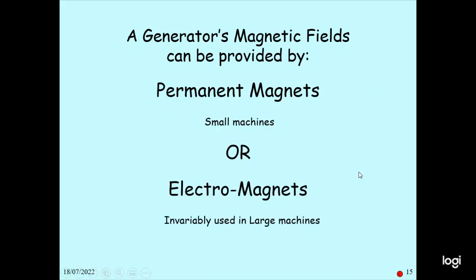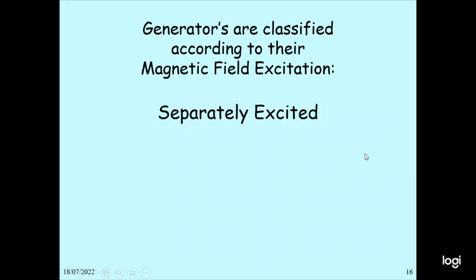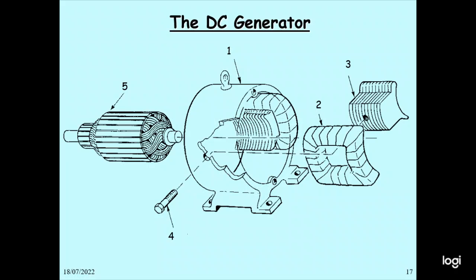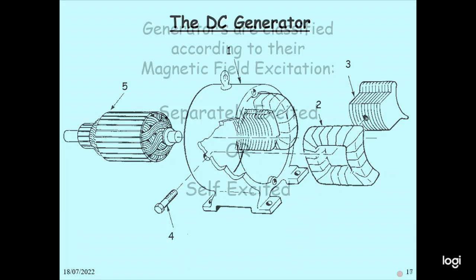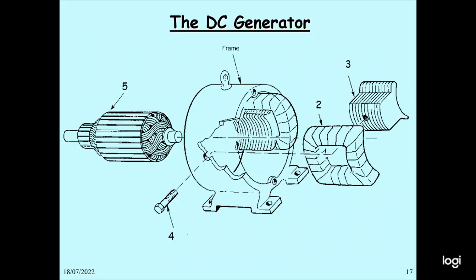So this is a DC generator. 1 is the frame. 2 is the field coil. 3 is the field pole, laminated. 4 is the field coils or poles. 5 is the armature. Those are the components of a DC generator.